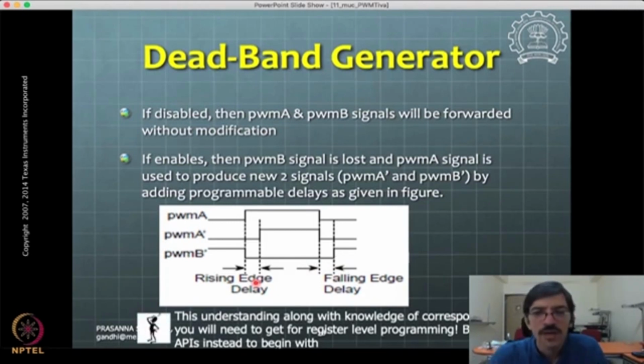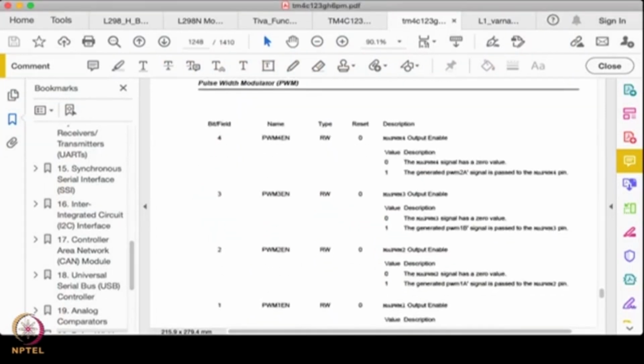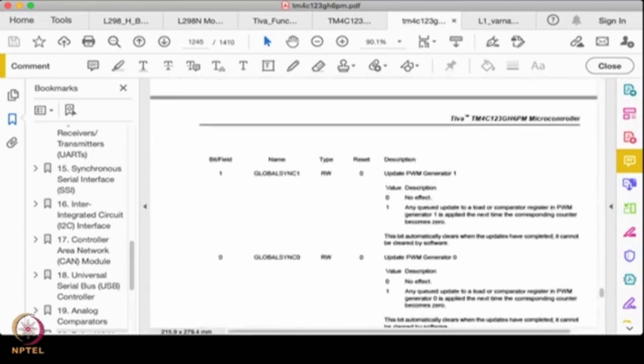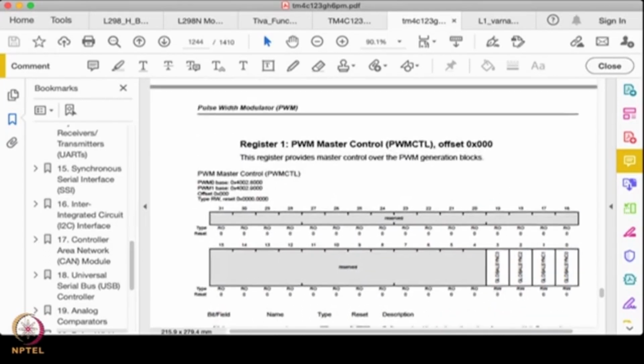So this much understanding, along with some particular knowledge of some registers. This register knowledge will be given in the data sheet. In the data sheet you can get all the gory details about the registers. For some examples of these registers, you can take the names from the previous block diagram, and then search for those names. You'll get these register details.